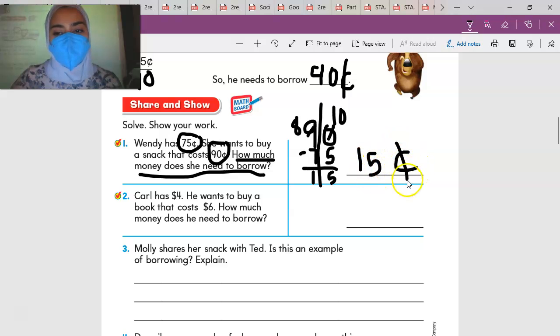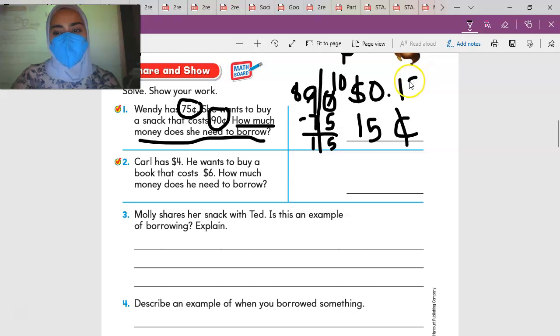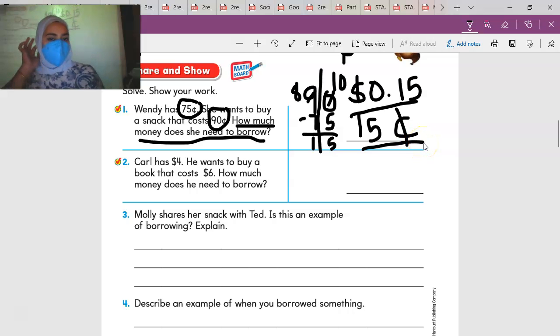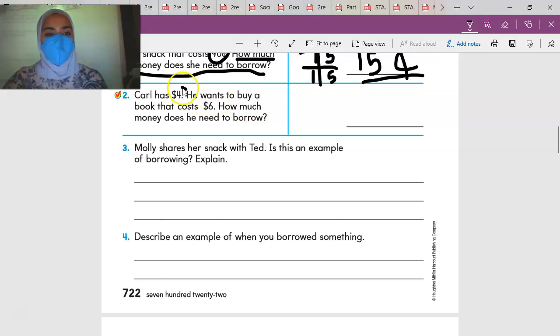If you wrote 15 and moved on, it's wrong. You have to write the cent sign, okay? Another way to write 15 cents would be $0.15. So these are two different ways to write 15 cents. You can write it this way or this way. It doesn't matter.